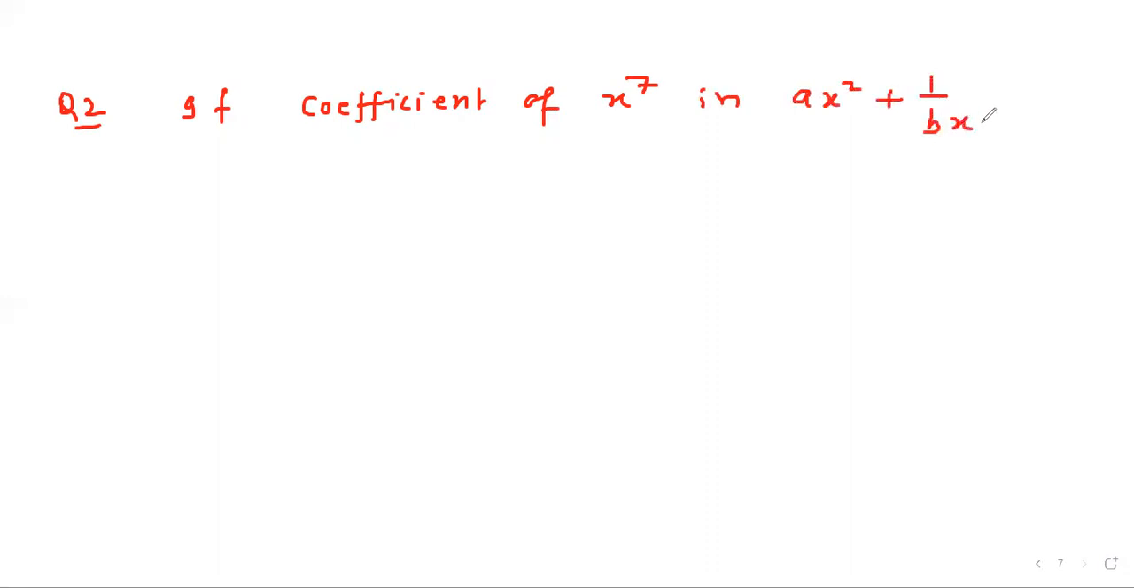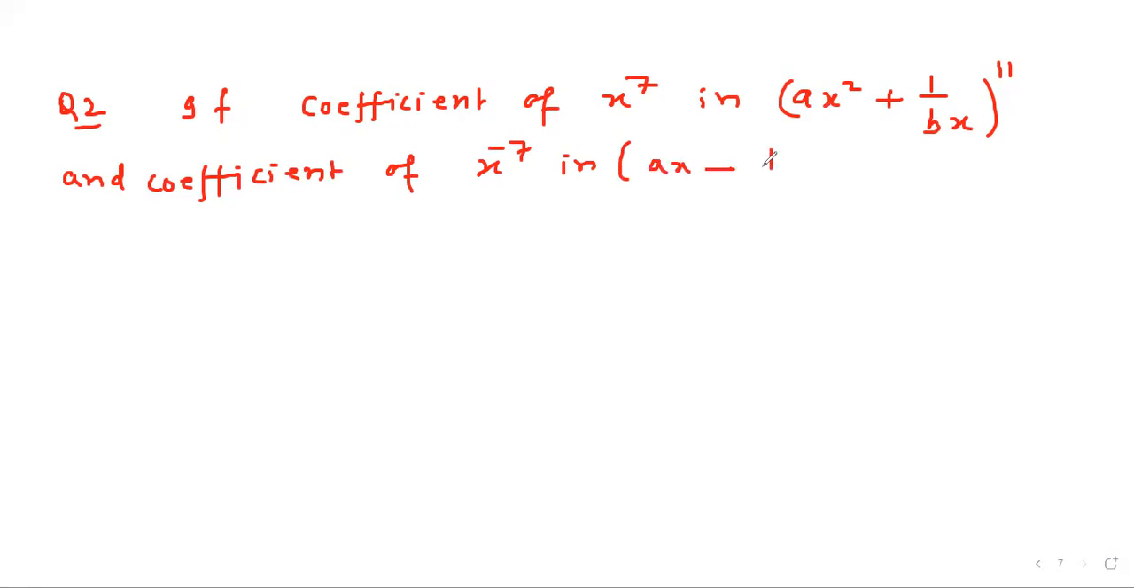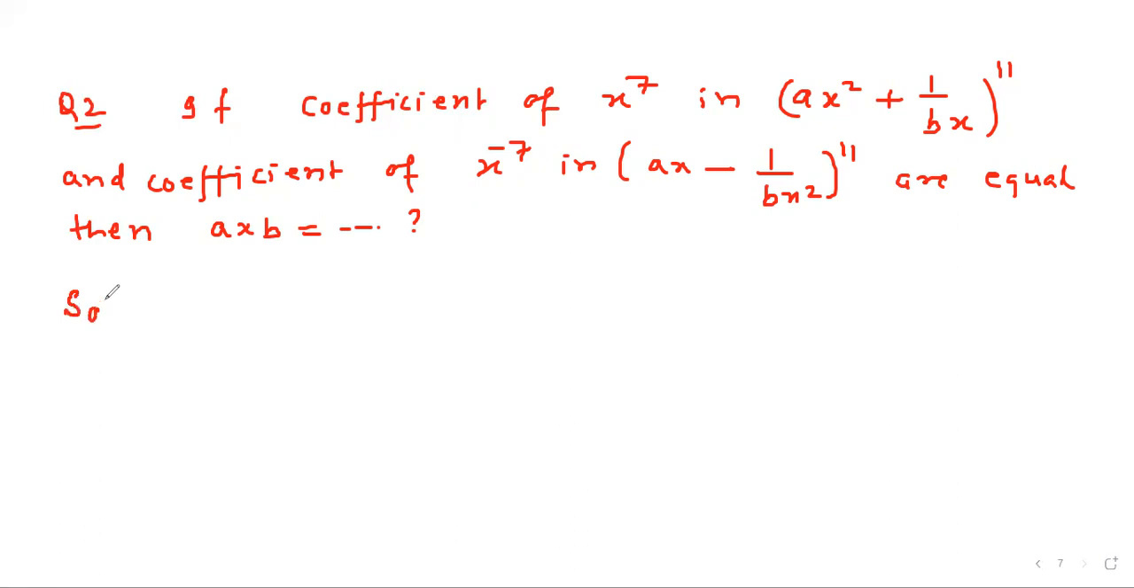Question 2 says, if the coefficient of x power 7 in (ax square plus 1 upon bx) whole power 11 and the coefficient of x power minus 7 in (ax minus 1 upon bx square) power 11 are equal, then a into b equals to. So let's consider the solution.